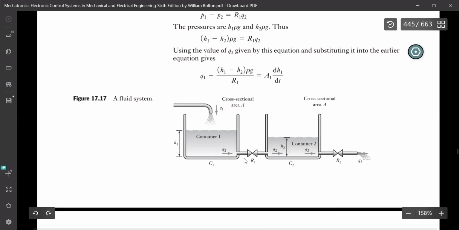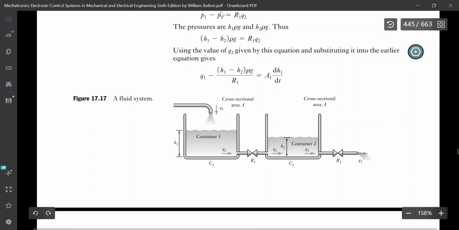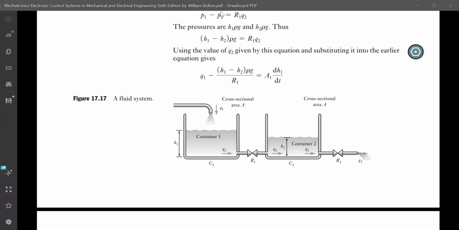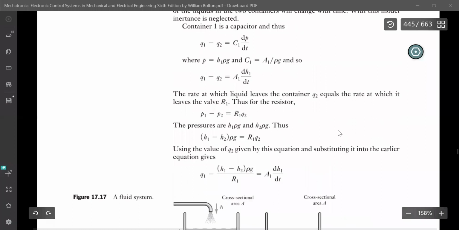So Q1 enters over here, then there is a valve which is causing a resistance. Through this resistance, the liquid enters into the second container, and finally it leaves through another valve, which is R2, and you get the discharge Q3 over here. So Q1 is the liquid flow rate entering the system, Q2 is leaving the first system and entering the second system, and Q3 is leaving the second system.